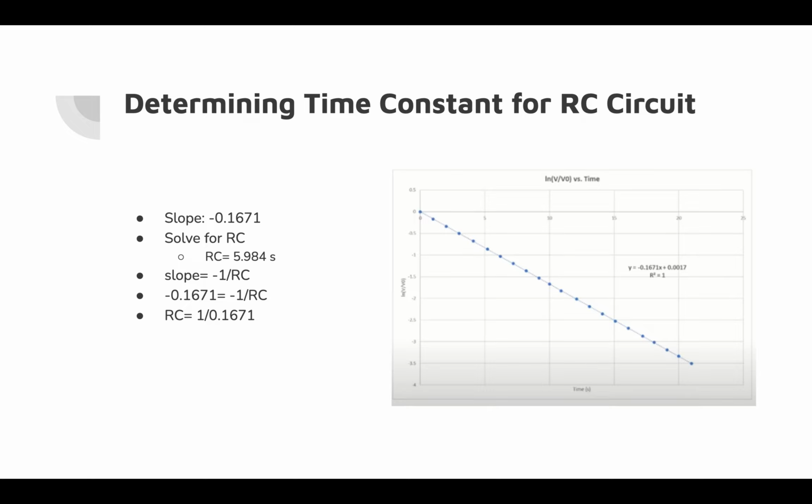The slides demonstrate the graph of natural log of voltage over voltage naught versus time, and the RC constant was calculated to be 1 over 0.1671.